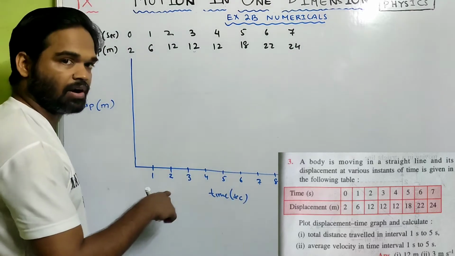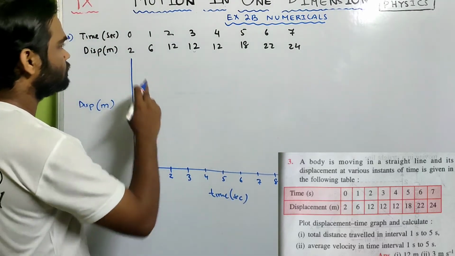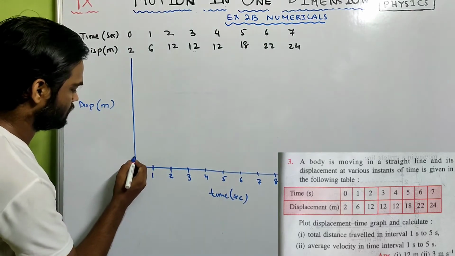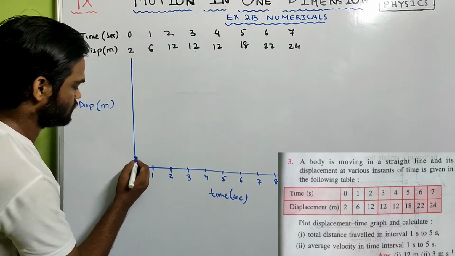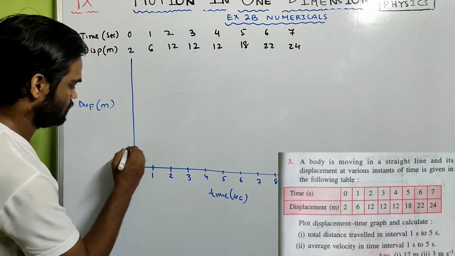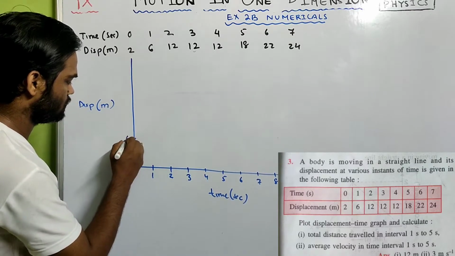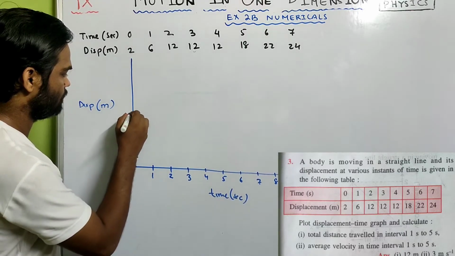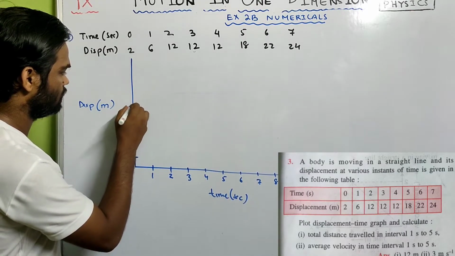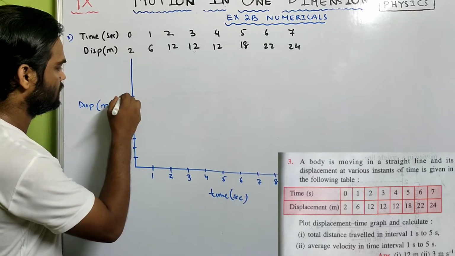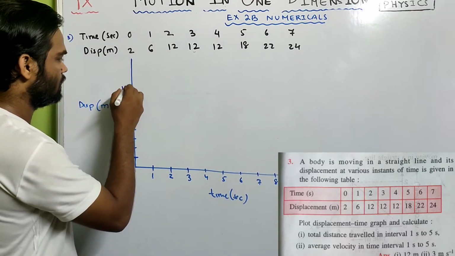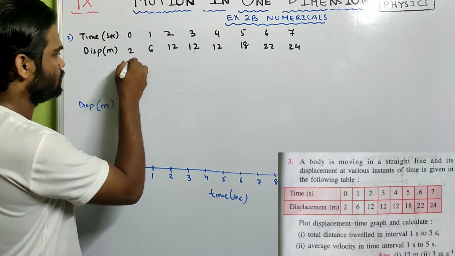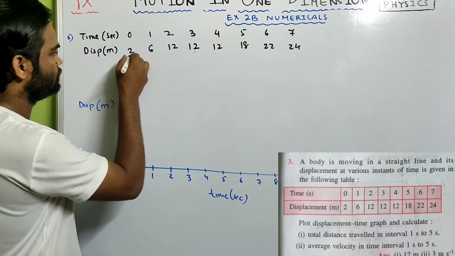You can do it on graph paper, okay? It will be better. The maximum displacement is 24. So what I'll take, look over here. Suppose this is 2, 4, 6, 8, 10, 12, 14, 16, 18, 20, 22, 24.